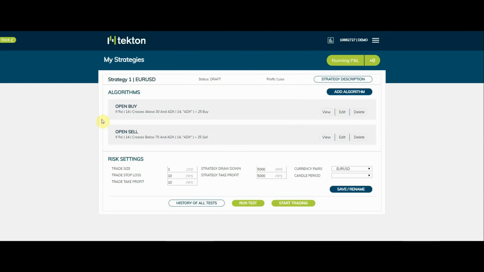So that's actually written your buying and your selling condition using the RSI and the ADX, which is what this video is all about. Notice the ADX settings are the same on the buy and the sell.